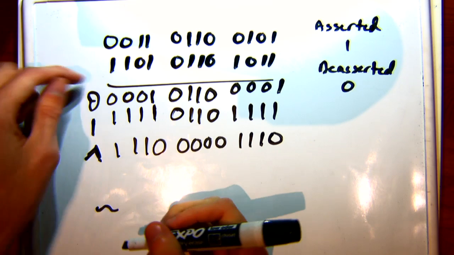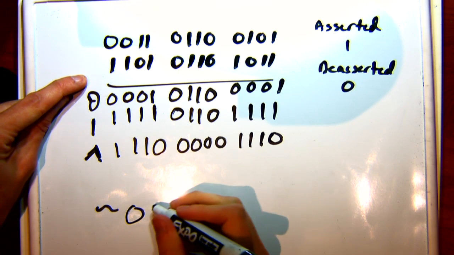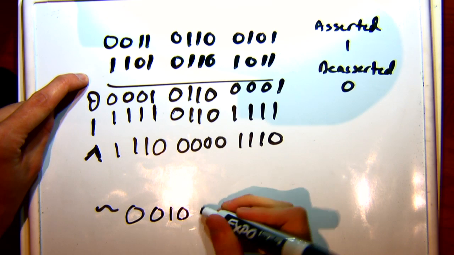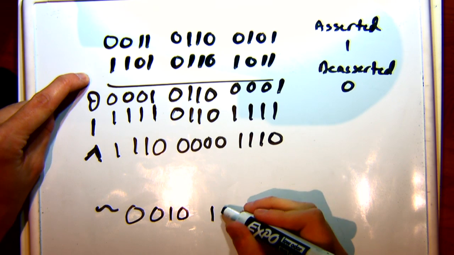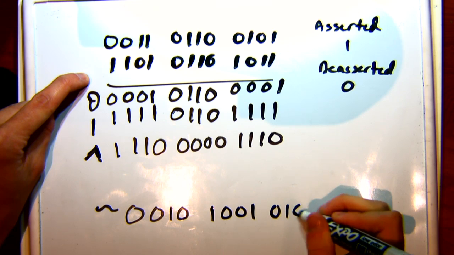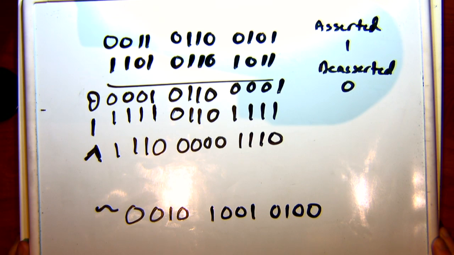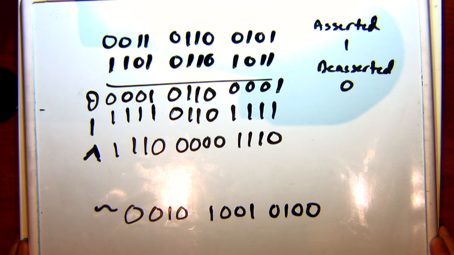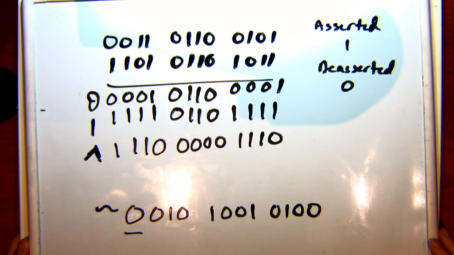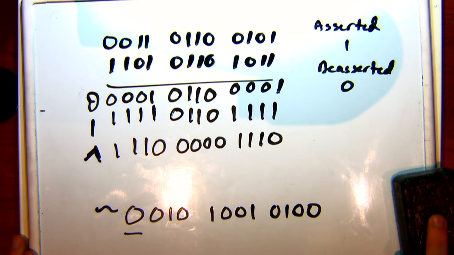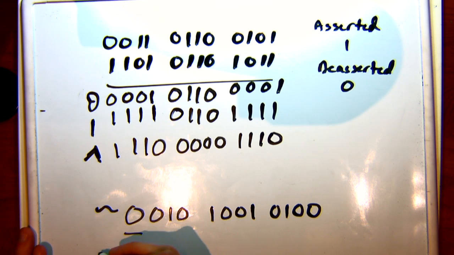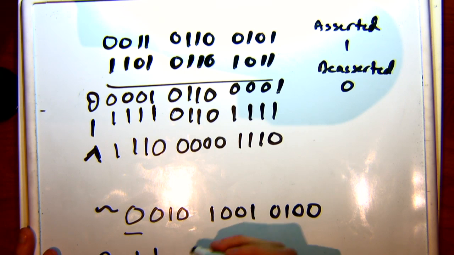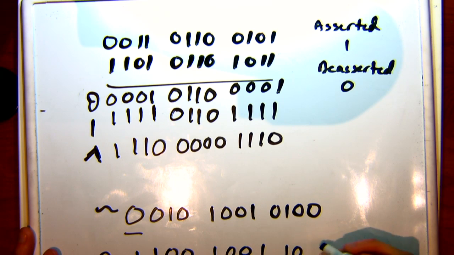So if I negate the second number here, this is what you would get. And that is positive, like we would expect it to be. And if we negate the first number, that's negative, like we would expect it to be.